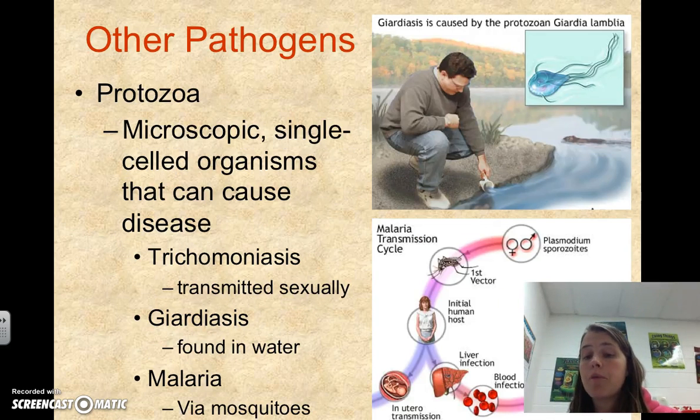And then protozoa, and we're going to learn more about protozoa and fungi in the next week or so. But protozoa are microscopic single-celled organisms, and they cause disease. Some of the diseases that they cause are trichomoniasis, giardia, and malaria. Giardia is found in water, so this would be a waterborne illness, and malaria is transmitted via mosquitoes, if mosquitoes bite you. It's the same thing as West Nile virus, which would be transmitted through mosquito bites.